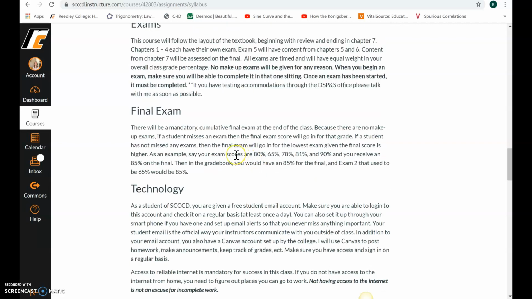There will be a mandatory cumulative final exam. So because there are no makeup exams, there's no late exams, if you miss an exam, we will put in that final score. If you haven't missed any, then you can use the final exam to replace your lowest of your chapter exams. So that's to give you guys some motivation to do well on the final.